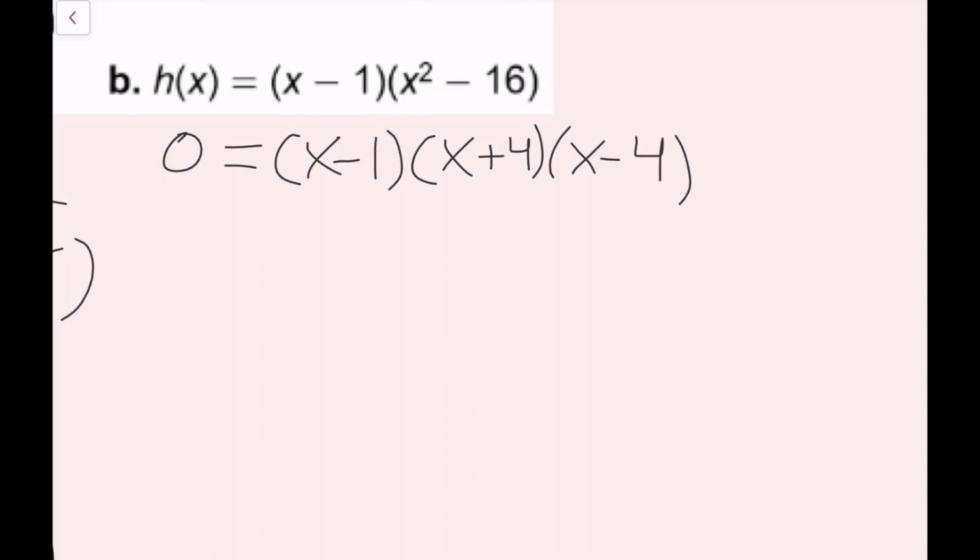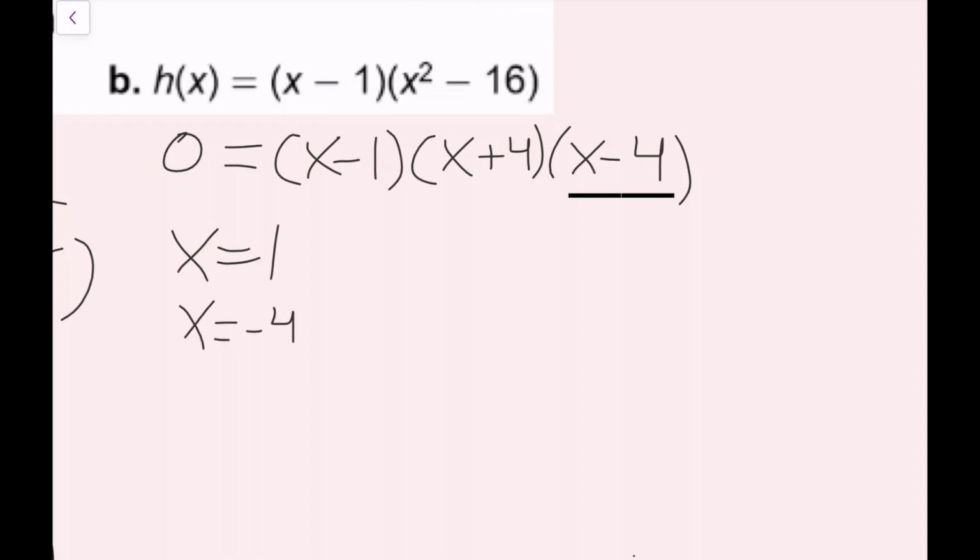Now all I need to do is set all three of these equal to 0. But once again, you can do the shortcut and just ask what number is going to make this thing in parentheses 0, and the same with this one and this one. So here, x minus 1 is 0 when x is positive 1. So I know that 1 is going to be a zero. And then here, what number adds to positive 4 to get 0? That's going to be negative 4.